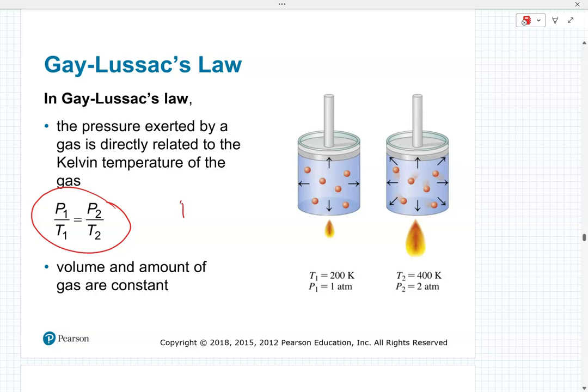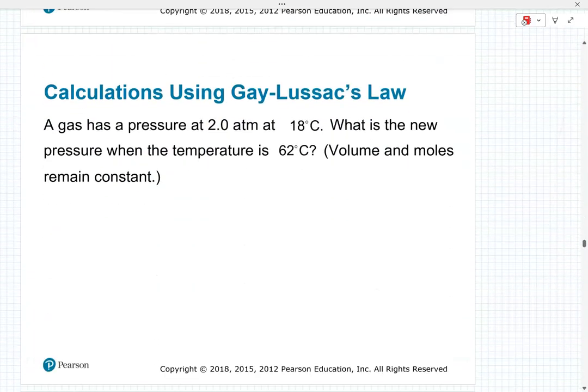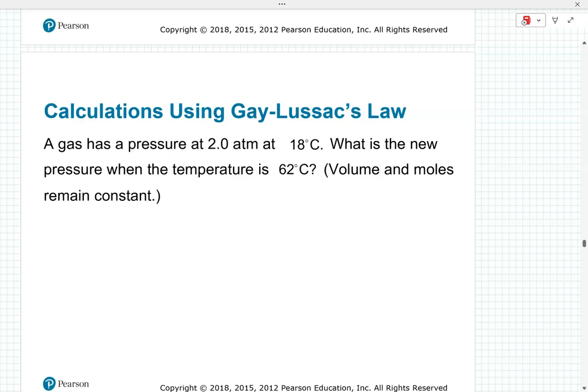Okay, we can rewrite it this way. P over T is constant if the amount is the same and the volume is the same. All good? So, P versus T is constant. Everybody's clear on that? So, here's my question. What should I write if P1 over T1 equals P2 over T2? Tell me.